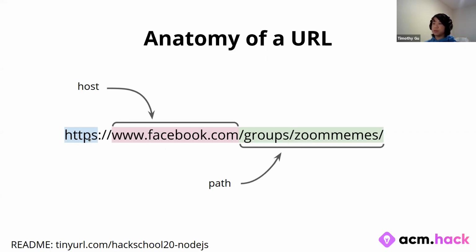HTTPS just means secured HTTP, which is a protocol. Then we have the host, which is facebook.com, and the host essentially just identifies which server you're trying to talk to. If I want to visit Facebook, then the browser would send the HTTP request to the Facebook server. We also have the path, which identifies which resource on that server we want to access. In this case, we want to access the Zoom memes group in particular on Facebook. That is what the path is.